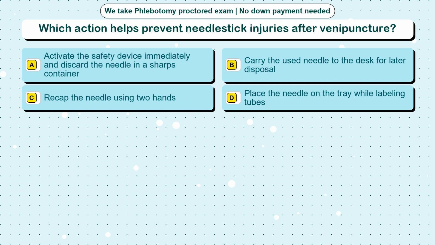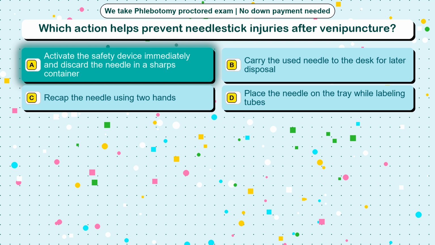Question 53. Which action helps prevent needle stick injuries after venipuncture? Option A, activate the safety device immediately and discard the needle in a sharps container. Option B, carry the used needle to the desk for later disposal. Option C, recap the needle using 2 hands. Option D, place the needle on the tray while labeling tubes.